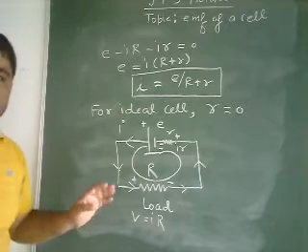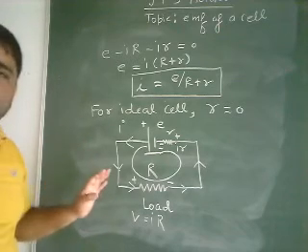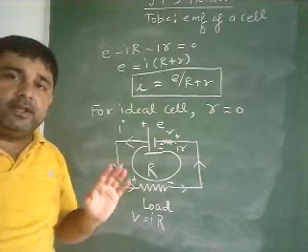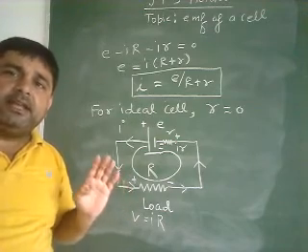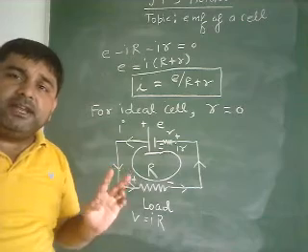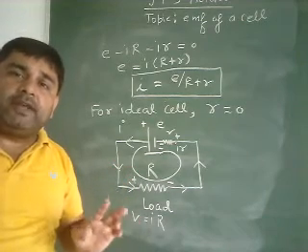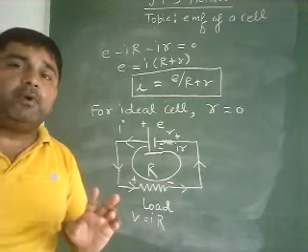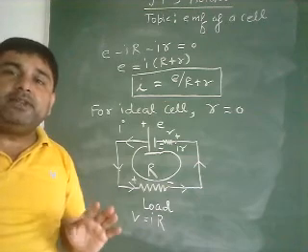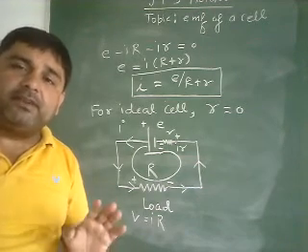Another way to define the EMF of a cell is that EMF of a cell is the potential difference across its terminals when the cell is in open circuit. When a cell is in open circuit, it means no current is taken from the cell.